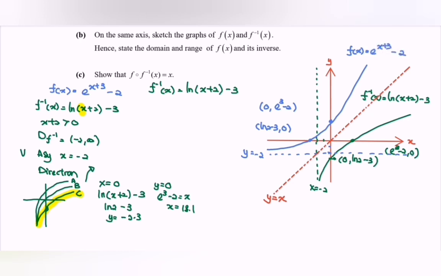So that is the answer for part B. Next, the question said, find the domain for f. The domain is negative infinity until infinity, and the range for f refers to the domain for f inverse, which is negative 2 until infinity. So that is the domain and range for f. As for f inverse, the domain is negative 2 until infinity, and the range for f inverse is negative infinity until infinity. So that is the answer for question B.